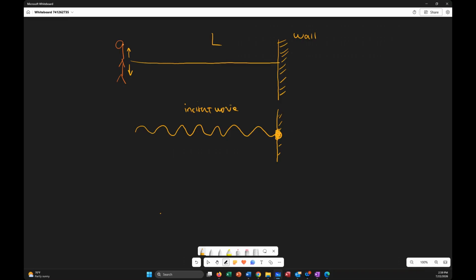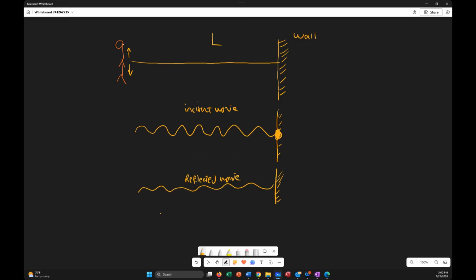Two things happen. One, because this is carrying energy, some portion of energy will be transferred to the wall and some portion will be reflected back. So what does it mean? It means that when the wave hits the wall, it cannot go through the wall. It will be reflected back. This is called a reflected wave.